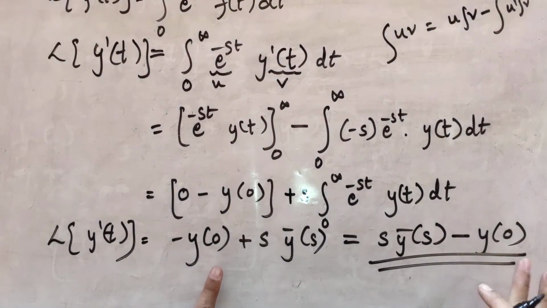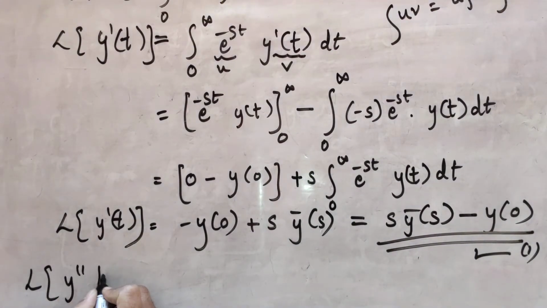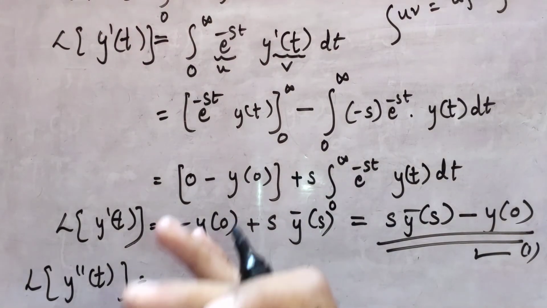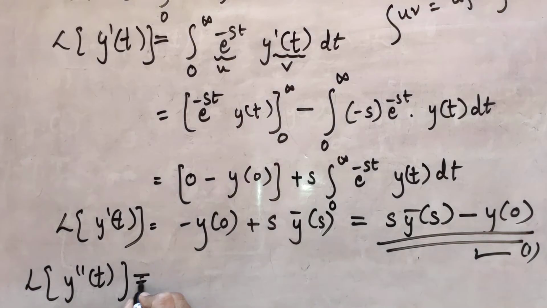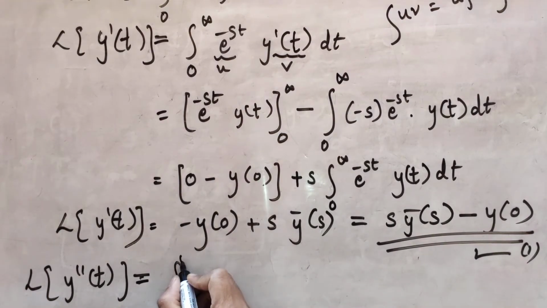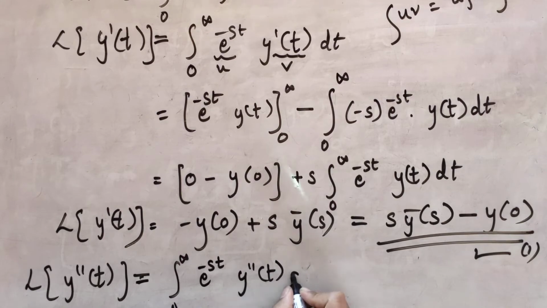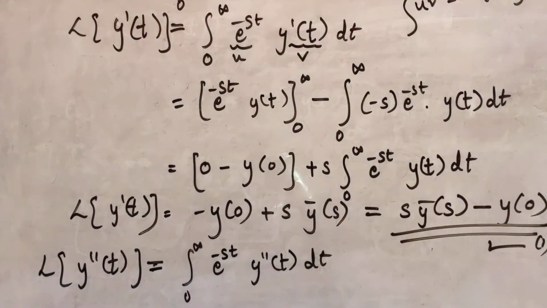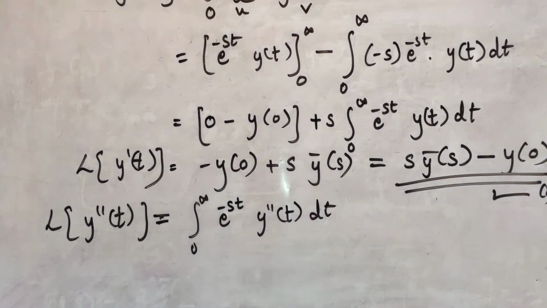Yes, suppose this is equation 1 for you. Now I will continue it for the Laplace transform of y double dash of t. Now let us consider y double dash of t, and I will do the same work what I have done for y dash of t. Okay, just follow it. So integration from 0 to infinity e to power minus st you will have, y double dash of t you will have, dt you will have. I'll use the same formula of integration by parts and do the same stuff whatever I have done before.